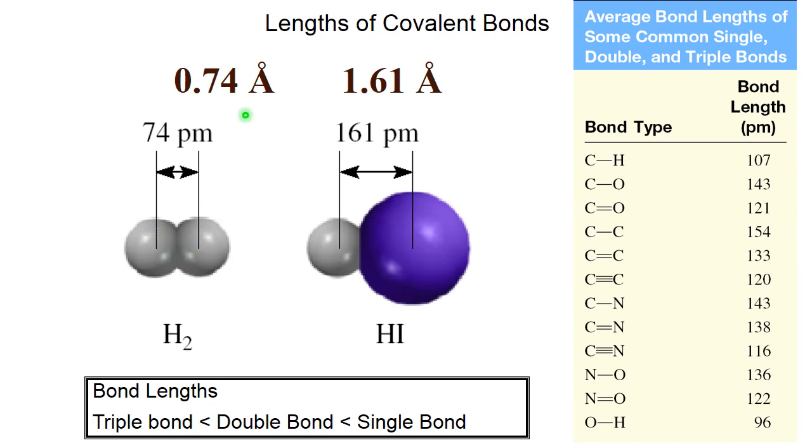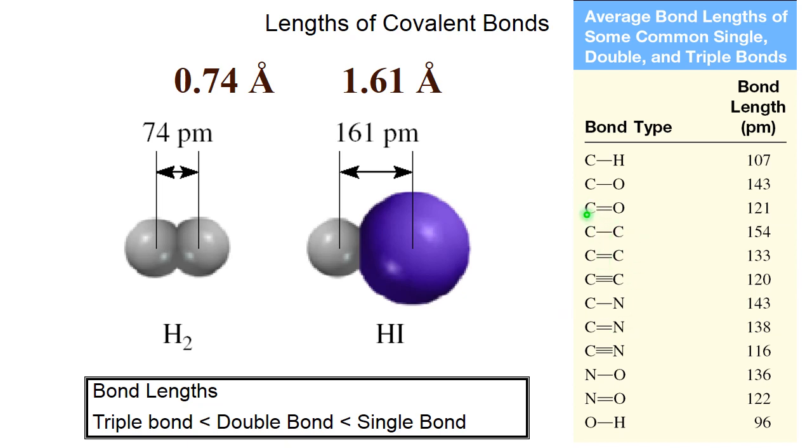The shortest bond is in molecular hydrogen, 0.74 angstrom. There are much longer bonds, like 1.6 for hydrogen. For heavy elements, you may have bonds as long as 2 angstroms. Triple bonds are always shorter than double bonds. Single bonds are always longer than double bonds.